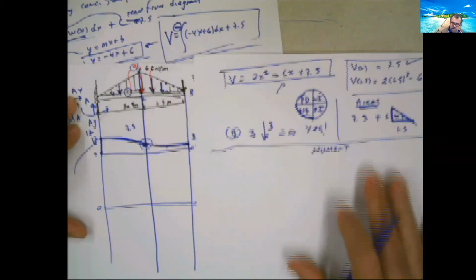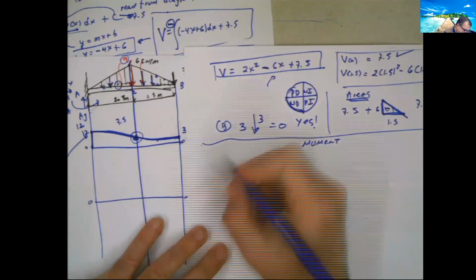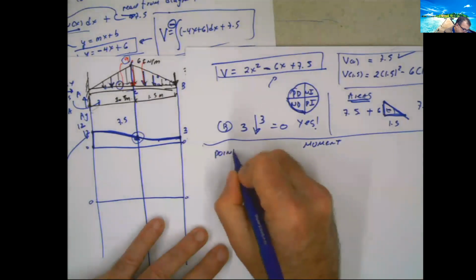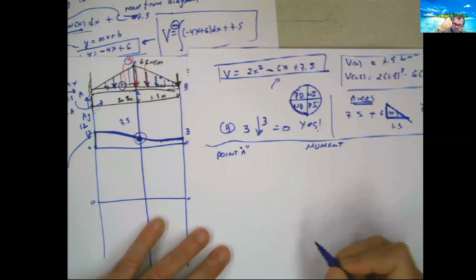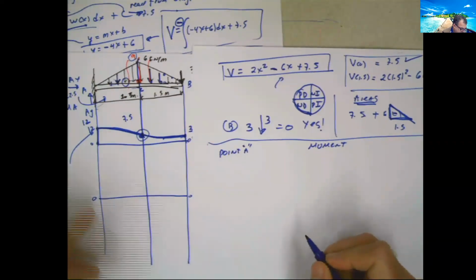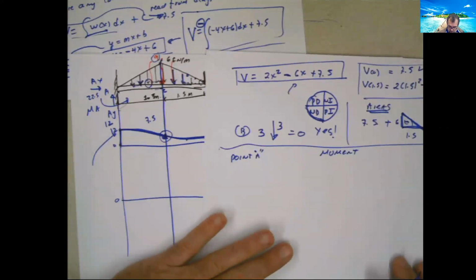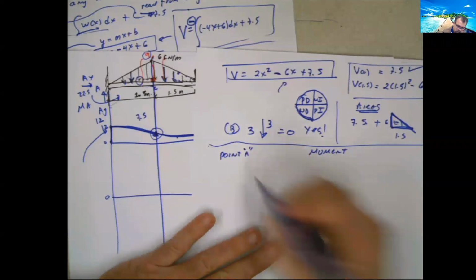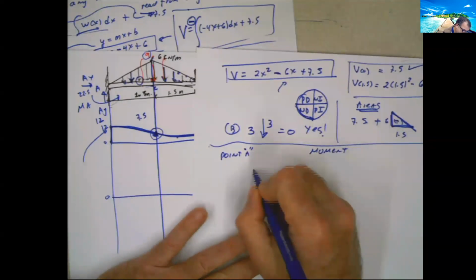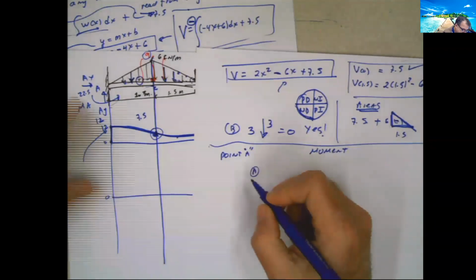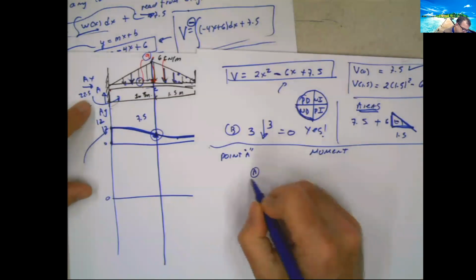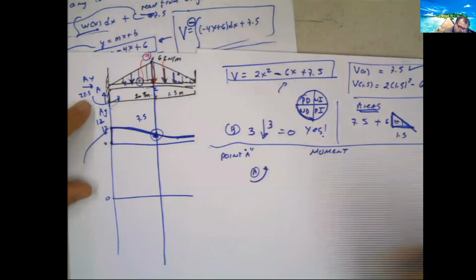Now let's go to the moment diagram. The moment diagram is just a repetition of what we did before. First thing, we go to the point A, and we ask ourselves, is there any concentrated moment acting at point A? And the answer is yes. When I go to the point A, I find this moment, which is a moment reaction acting in this way.